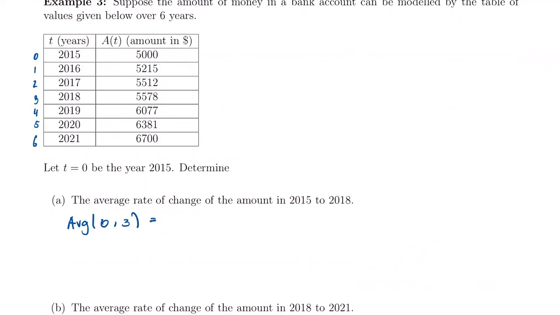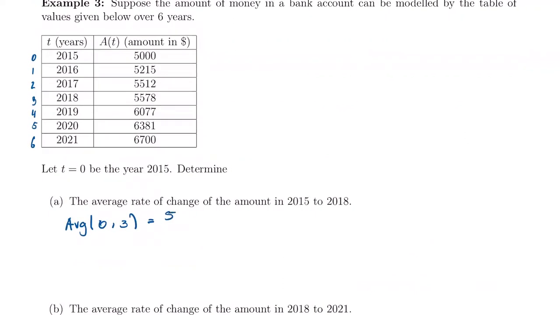So we just pick the values out of the table. For 2018, we have 5,578. At t equals 0, we would have 5,000. And this is divided by 3 minus 0. And that would give you an amount of 192.67.